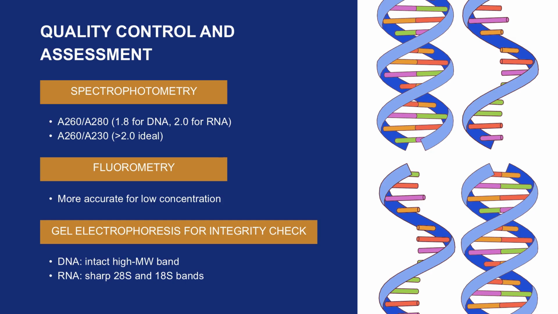Fluorometric methods like Qubit are more sensitive and accurate for quantifying low concentrations. For integrity, run a gel or use a Bioanalyzer. For RNA, sharp 28S and 18S bands indicate good quality. Next, I'll highlight some real-world applications and case studies.